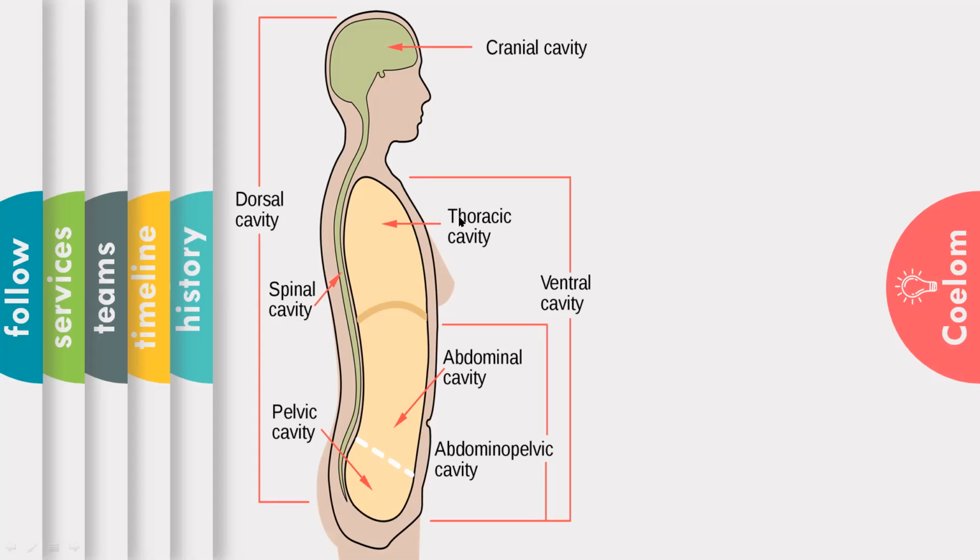Now, the thoracic cavity and the abdominal cavity are separated by this lining, the diaphragm. This is the question which is asked. The diaphragm separates the thoracic cavity and the abdominal cavity.